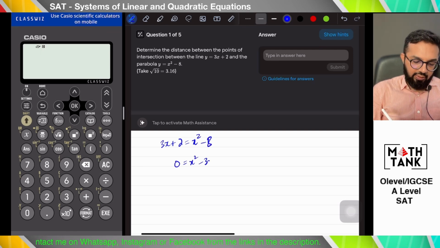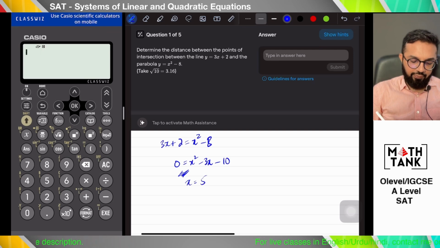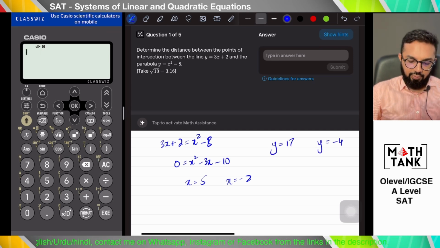X squared minus 3x minus 10. So minus 5 and plus 2. So x equals 5 and x equals minus 2. I'm doing this on a calculator. Then for the y coordinate, I have 17 and minus 4. So 5 comma 17 and minus 2 comma minus 4.